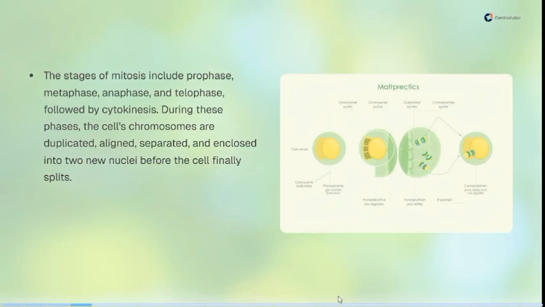Next, the stages of mitosis include prophase, metaphase, anaphase, and telophase. These phases are the stages involved in the conversion of a single cell into two identical daughter cells. Again, the stages are prophase, metaphase, anaphase, and telophase. After these four phases, we have a new phase called cytokinesis. During these phases, the cell's chromosomes are duplicated, aligned, separated, and enclosed into two new nuclei before the cell finally splits.